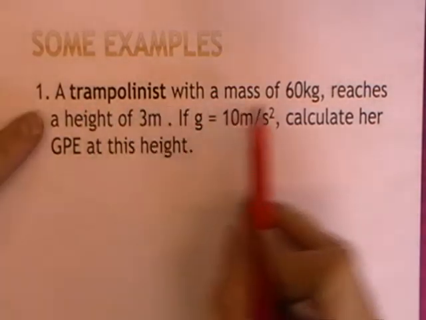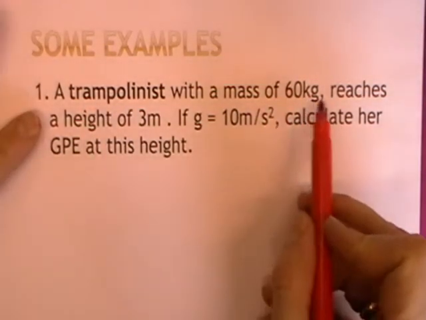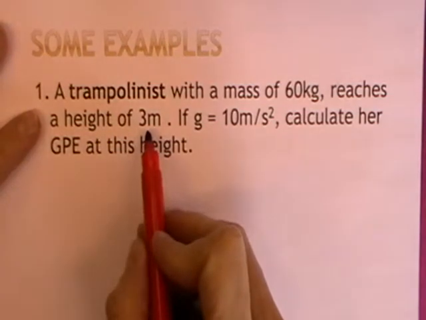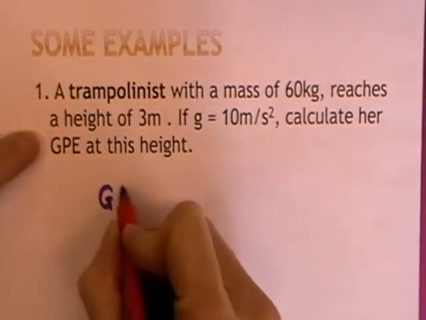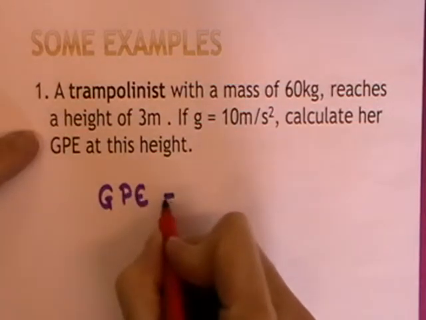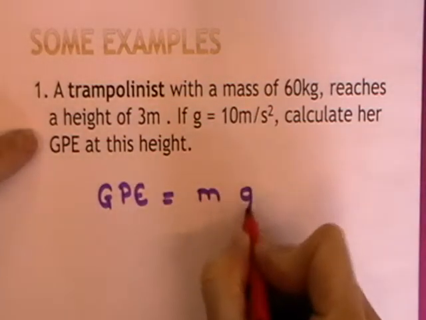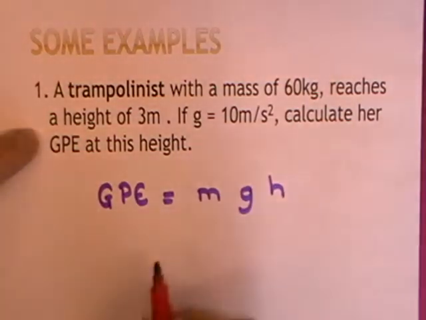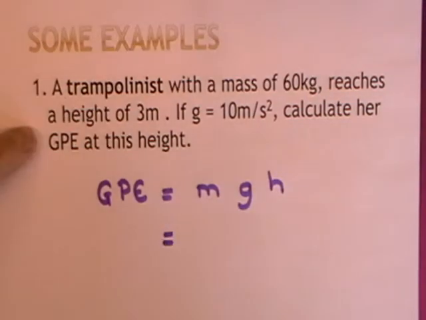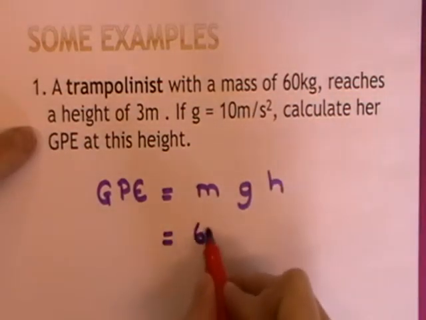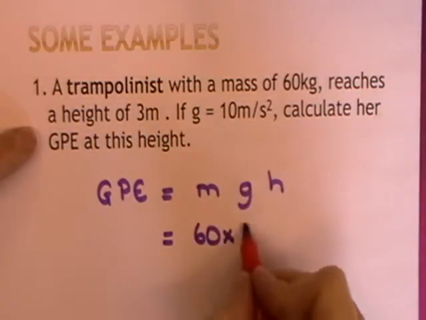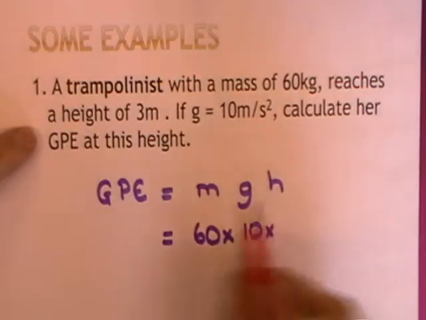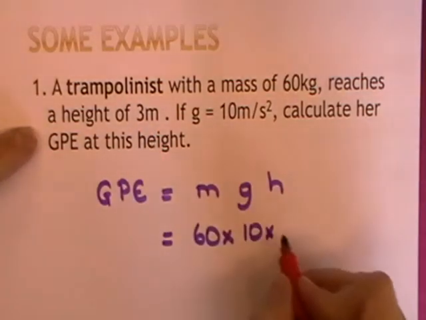So you've got a trampolinist. She's a mass of 60 and reaches a height of 3 metres. And G always has a value of 10. So the equation, you always start with the equation in physics. GPE equals mgh. Put the equal sign underneath the equal sign above. The mass is 60, so write that down underneath. The G value is 10. And the height value is 3.